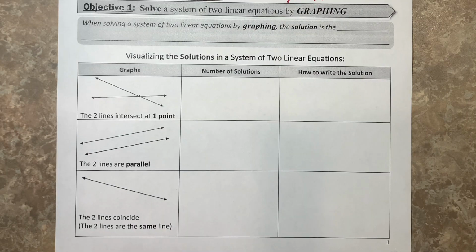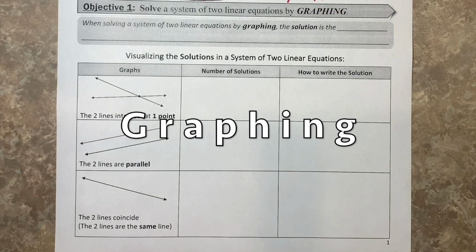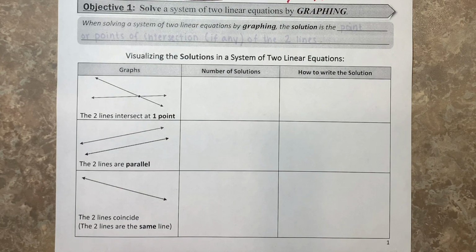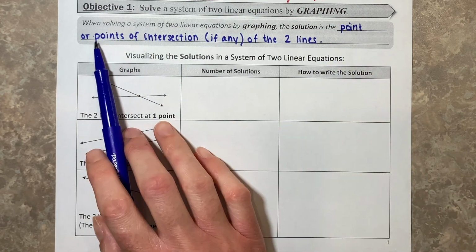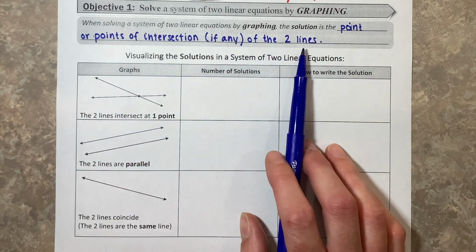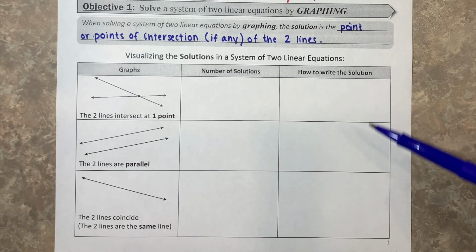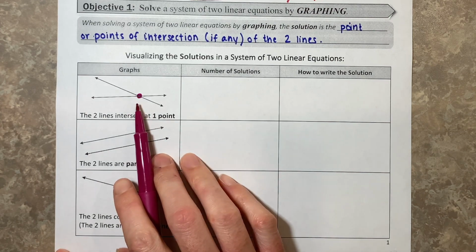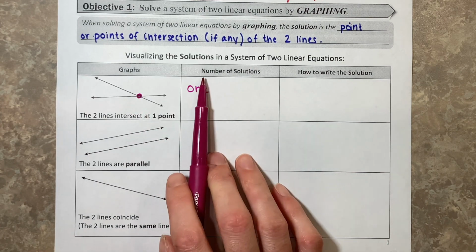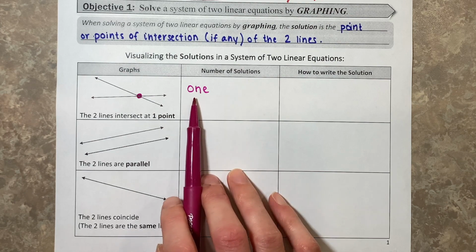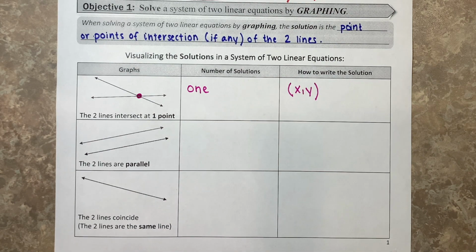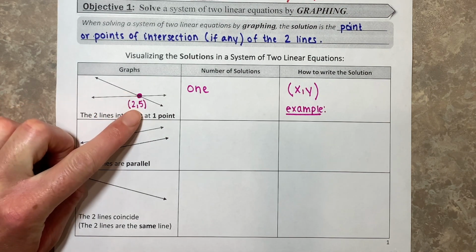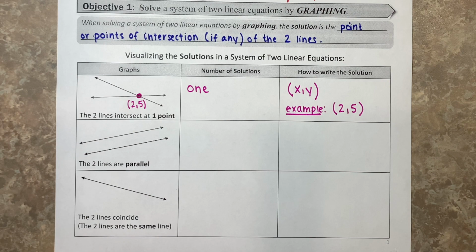Next, we're going to discuss how to solve a system of linear equations by graphing. When solving a system of two linear equations by graphing, the solution is the point or points of intersection, if any, of the two lines. And there are three different possible solutions. The first solution is that your lines might intersect at one point. In that case, the number of solutions to that system will be 1, and the way we write our solution is as an ordered pair. For example, let's suppose these two lines intersected at the ordered pair 2, 5. The ordered pair 2, 5 would be our solution.